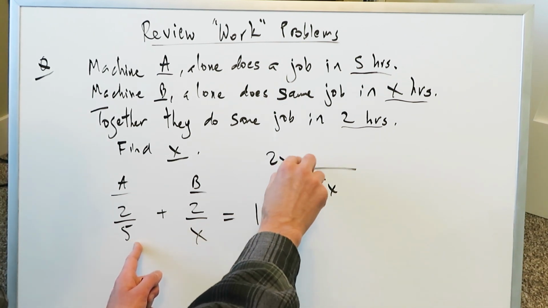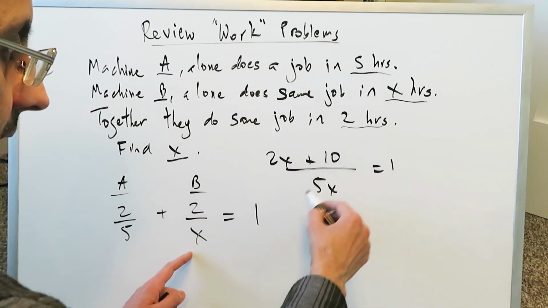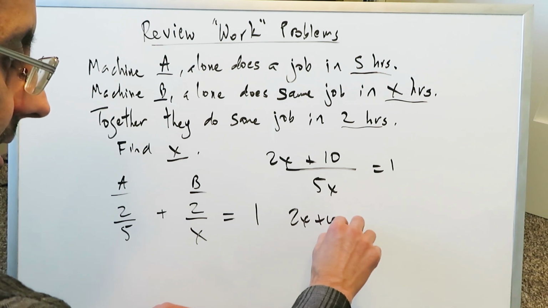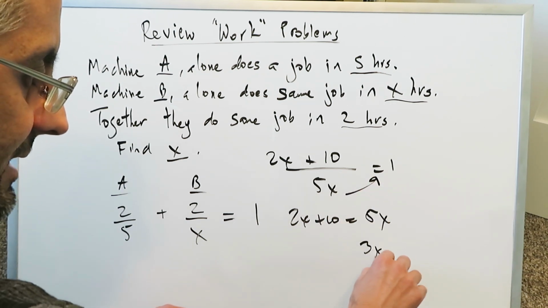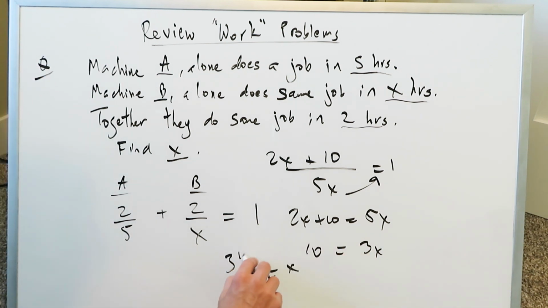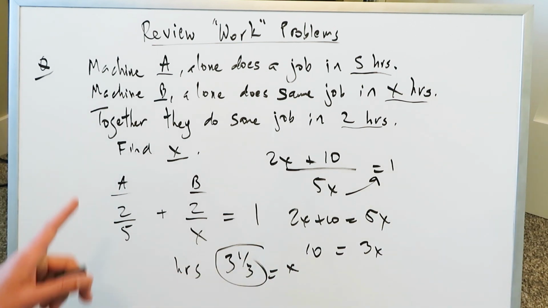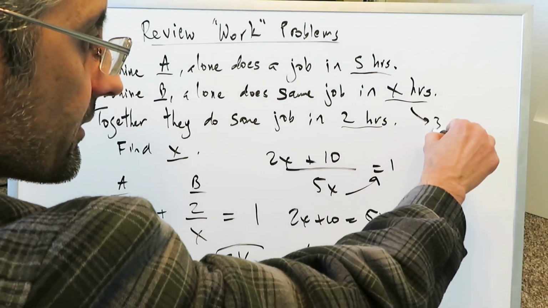X times 2, you'll have a 2x. X goes in 5x 5 times, and then you'll have a 10, is equal to 1. You'll do 2x plus 10 is equal to 5x because you'll cross multiply here. You'll do 3x is equal to 10, and then x is equal to 10 over 3, which is 3 and 1 over 3 hours. And that right there would represent the time machine B takes to do that same job alone. The answer here being 10 over 3.